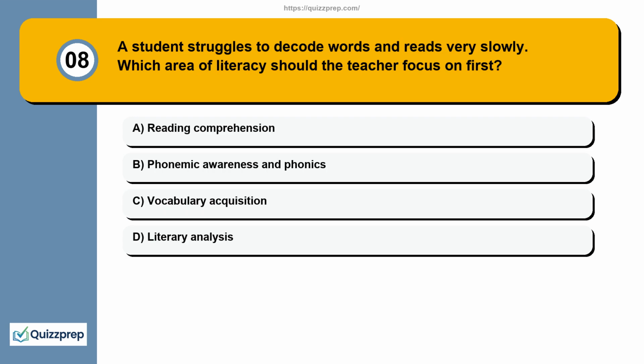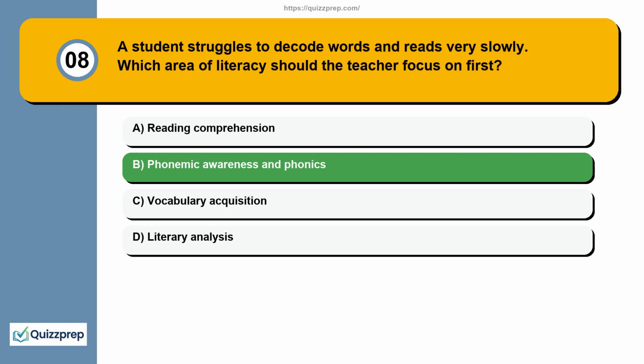Question 8. A student struggles to decode words and reads very slowly. Which area of literacy should the teacher focus on first? Here are your options. Option A. Reading comprehension. Option B. Phonemic awareness and phonics. Option C. Vocabulary acquisition. Option D. Literary analysis.